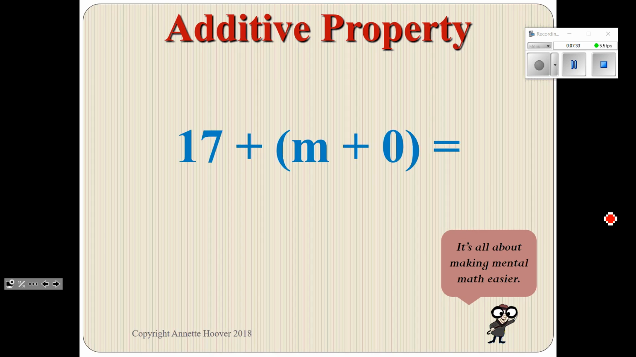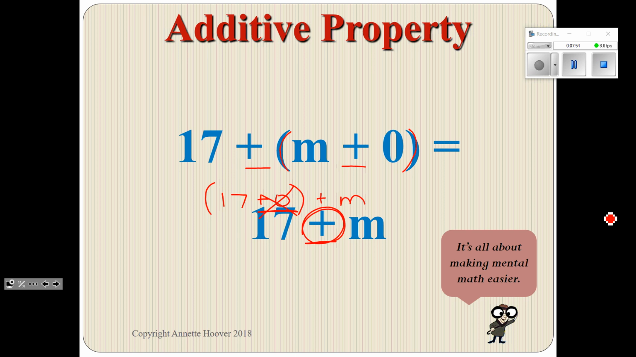Up here, we have this set of parentheses, so again, we're going to rearrange a little bit. We would have 17 plus 0, that's regrouping with the associative property, plus m, but again, you're adding 0, so it doesn't increase anything on your 17, so it'd be 17 plus m. Again, this is addition, so make sure you include your addition sign.